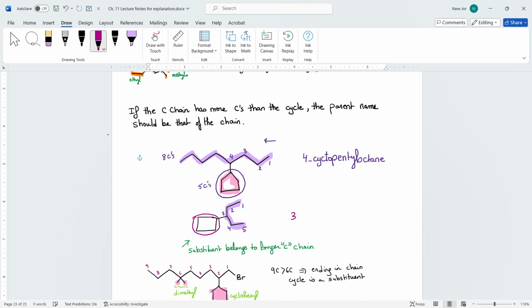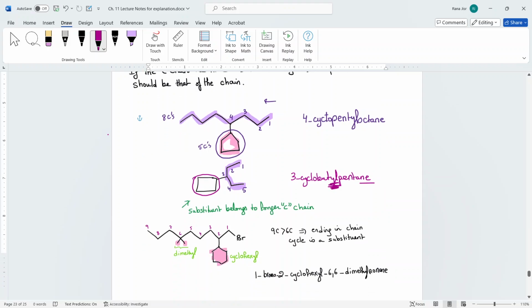So I'm going to name this as a 3-cyclobutyl, ending in yl in there. Drop the a and e, put it in a yl because it's a substituent, and only the parent chain ends in a and e. That is going to be pentane.